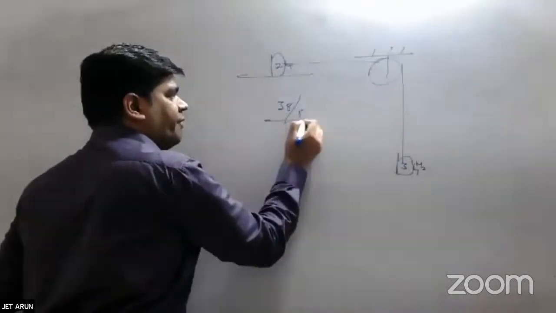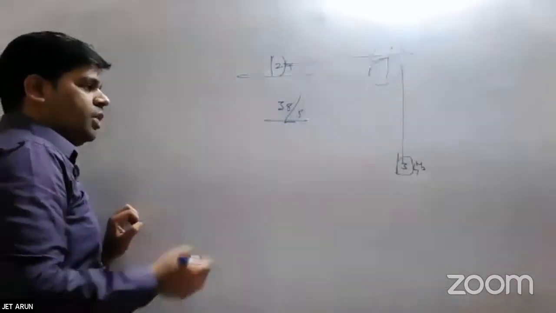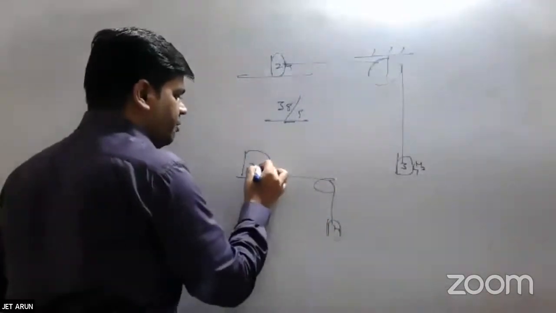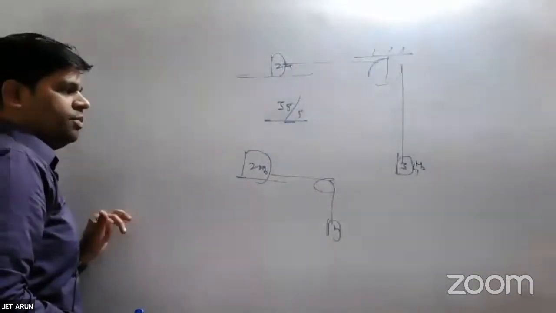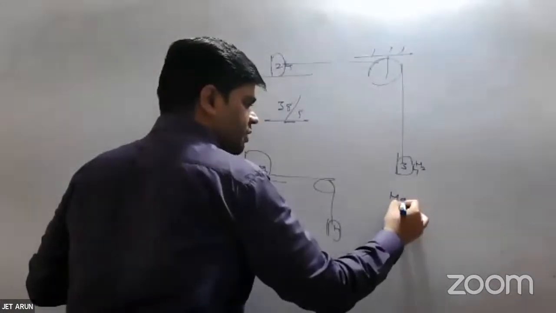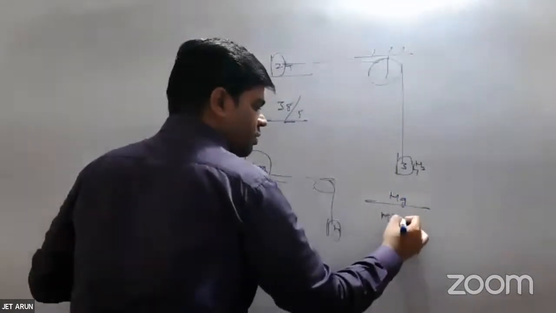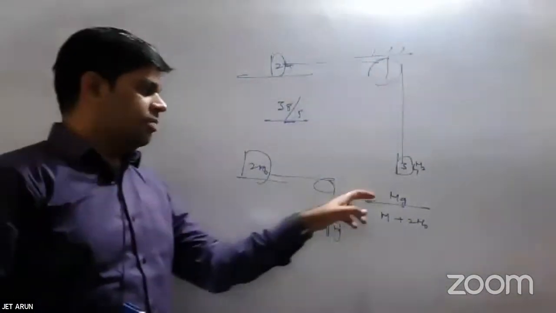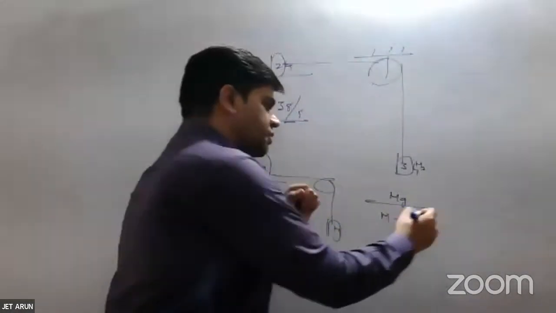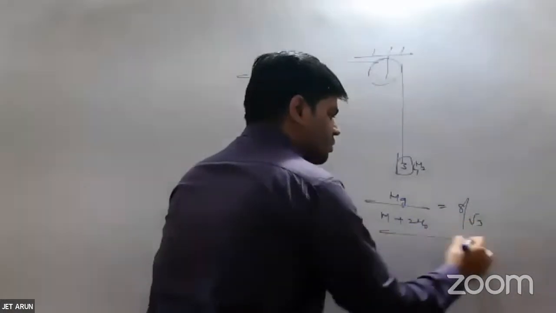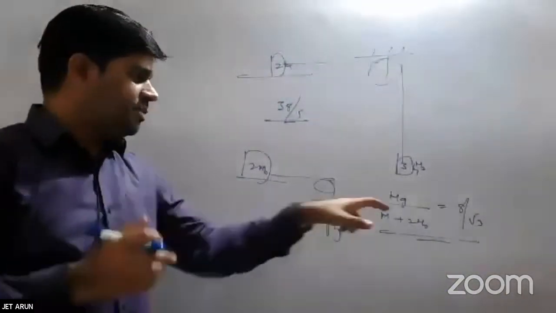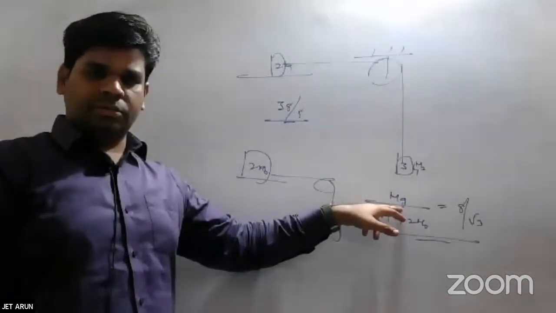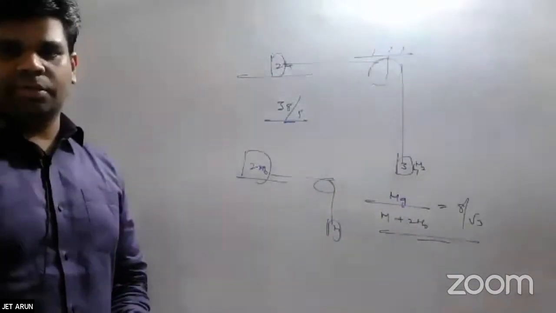3g by 5. Yes sir. So similarly now, here is a block of mass m, and this is 2m naught. What is the acceleration of the system now? mg minus nothing by 3m naught. Okay, 3m naught. mg by m plus 2m naught. This is equal to g by root 3. You understood, right? Here g by root 3 won't come, this is a supporting force. Yes sir, I understand.